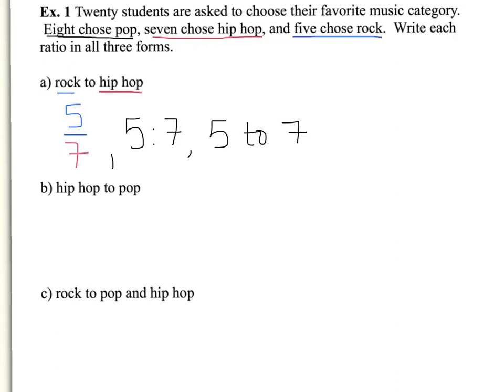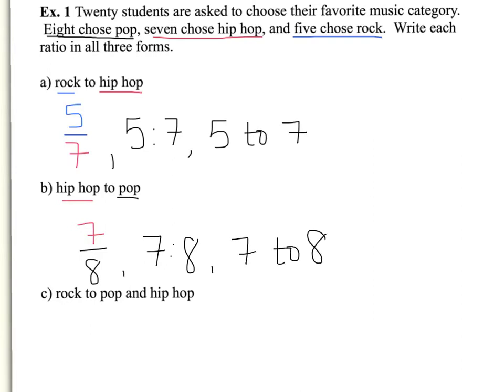Okay, let's do hip-hop to pop. So 7 chose hip-hop and 8 chose pop. So if we write this in all three ways, it would be 7 over 8, 7 to 8, and 7:8.